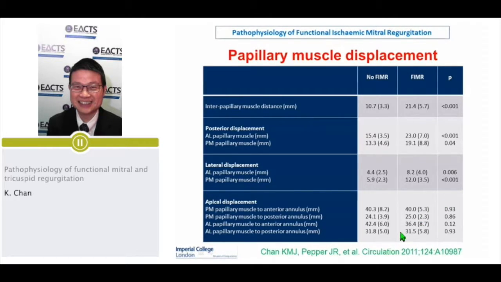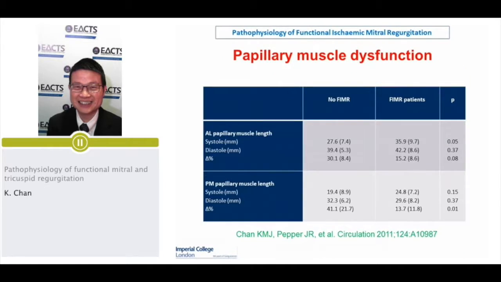And it does suggest that in terms of the newer adjunctive techniques which have been proposed at the subvalvular level, strategies to relocate the papillary muscles towards each other may be more effective than strategies which attempt to approximate the papillary muscles towards the mitral annulus, because the displacement is more in the posterior and lateral direction rather than in the apical direction. Papillary muscle dysfunction does occur in functional ischemic mitral regurgitation.